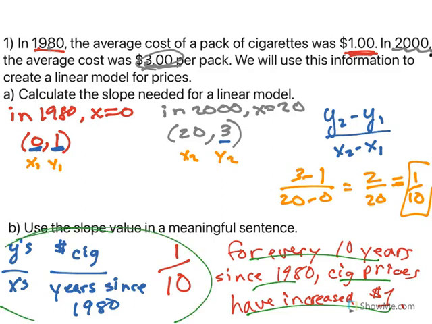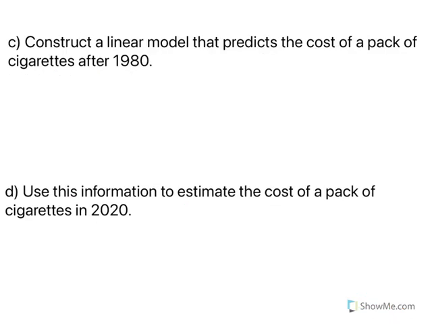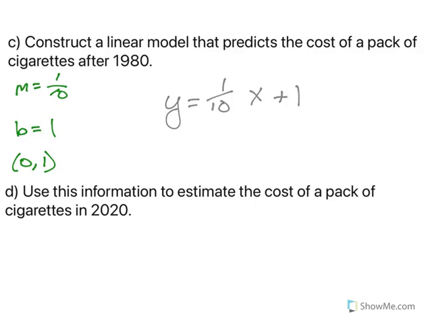I am a visual person. I like to write it out with the cigarettes over the years and then put my fraction, and then I can use that to write my sentence. So let's construct a linear model that predicts the cost of a pack of cigarettes after 1980. So I know my slope is 1/10. My starting amount is 1, because remember, in 1980, the price was $1. That's how I get my y-intercept. So my linear model would be y equals my slope times x plus the y-intercept.